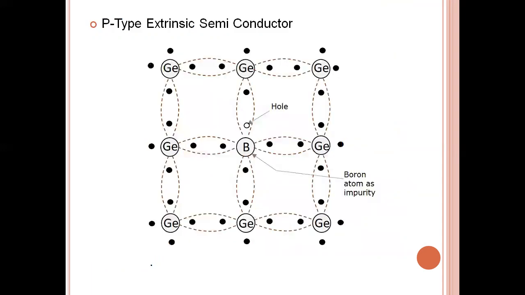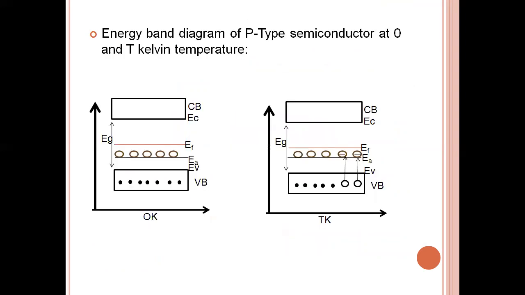Now on the screen, you can observe a P-type extrinsic semiconductor made of germanium doped with boron. Coming to the energy band diagram of a P-type extrinsic semiconductor, at 0 degree Kelvin, as with the intrinsic semiconductor, it will behave like an insulator.